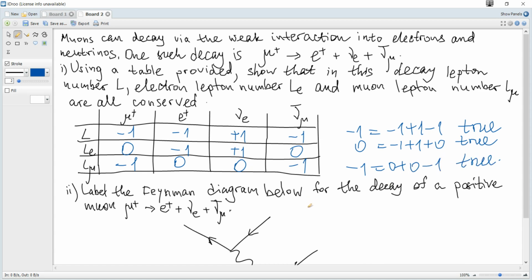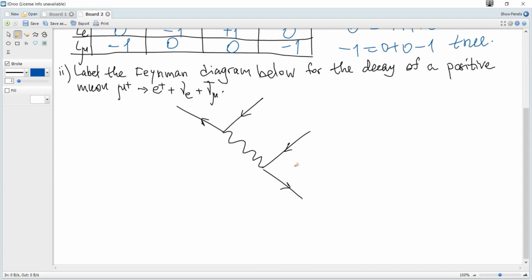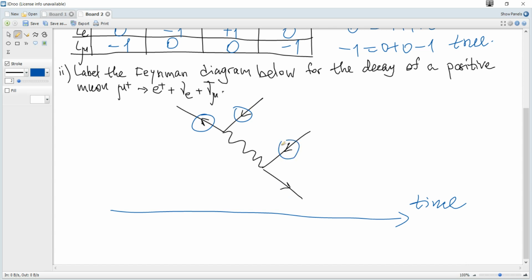Label the Feynman diagram below for the decay of a positive muon. So for a given decay, we need to label the diagram. Notice that time is to the right, and notice that if an arrow is in the direction of time, it's a particle, and if it is in the opposite direction to time, it's an antiparticle.